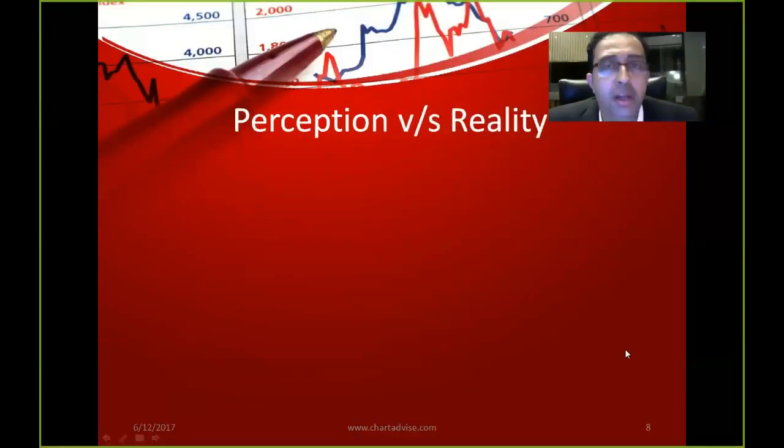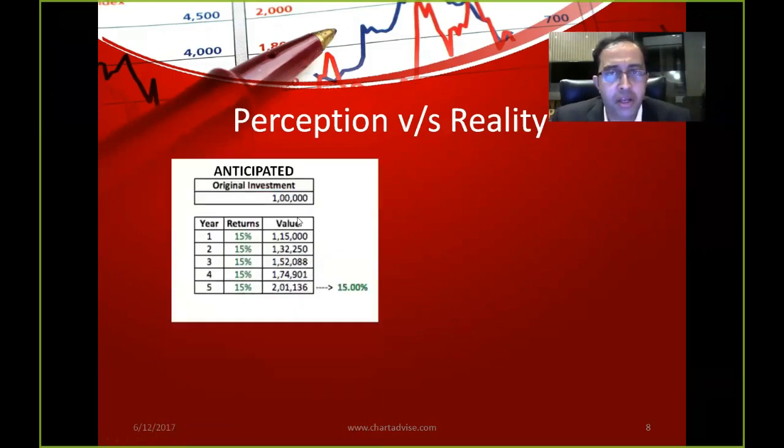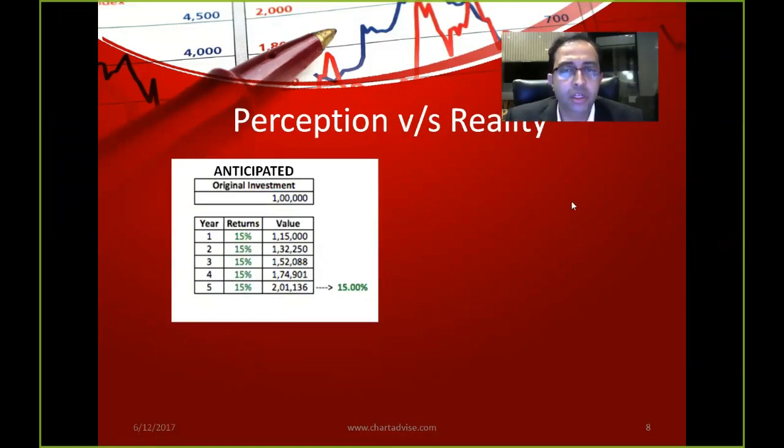Having said that, let's understand why we face such a situation and what exactly our problem is. Our problem lies in the gap which exists between perception and reality. When you talk about perception, let's assume we are expecting a 15% return from the market, and we go into the market and start investing. So this is what we expect: I start off with 1 lakh, and over a period of 5 years, my money doubles. But we all know that what we expect is not what we get. Like a wise man has said, a man never gets what he desires. He always gets what he deserves.